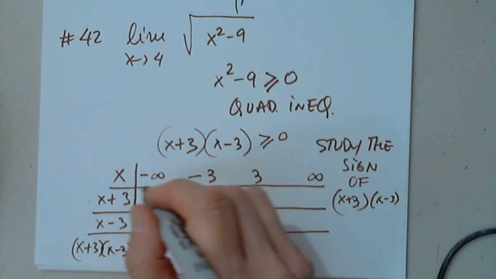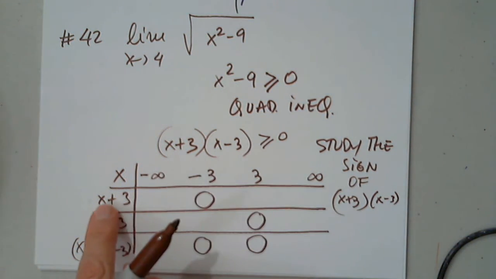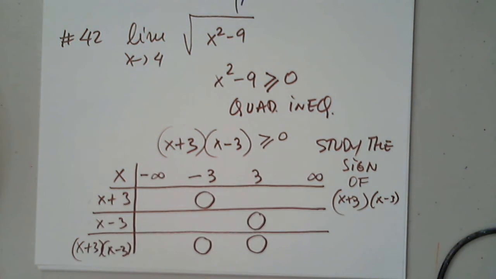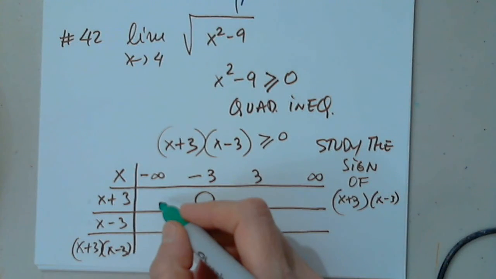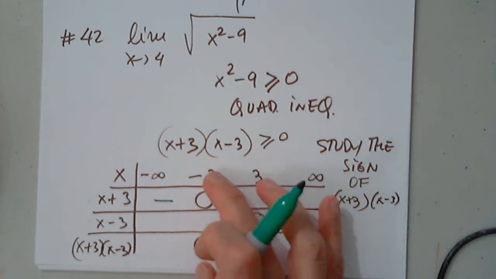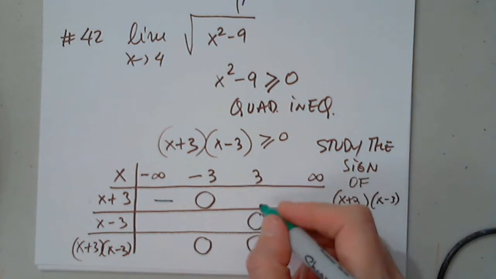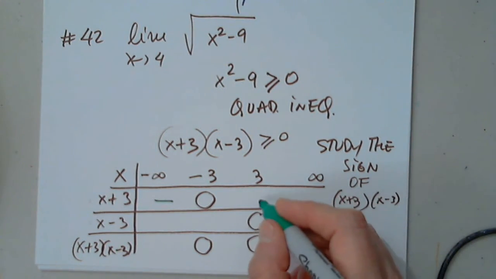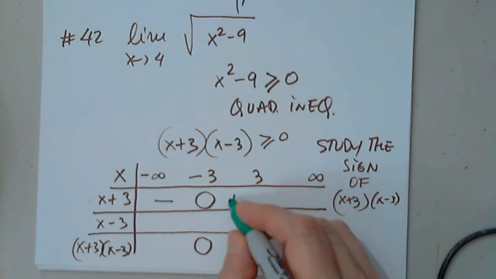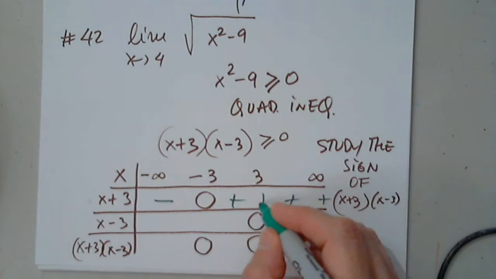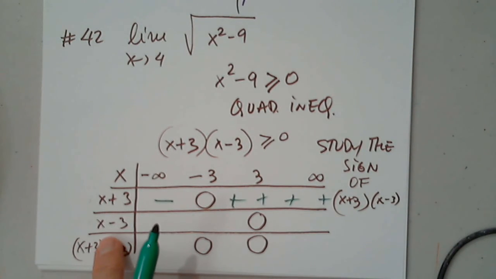Between negative infinity and -3, choose a number, plug it in, and tell me the sign. Just the sign. I don't want to know the number. I just want the sign. Plug in any number between these two in here and tell me the sign. Negative. Excellent. Anytime after -3, plug in anything and tell me the sign. Positive. Very good. The same thing for x minus 3.